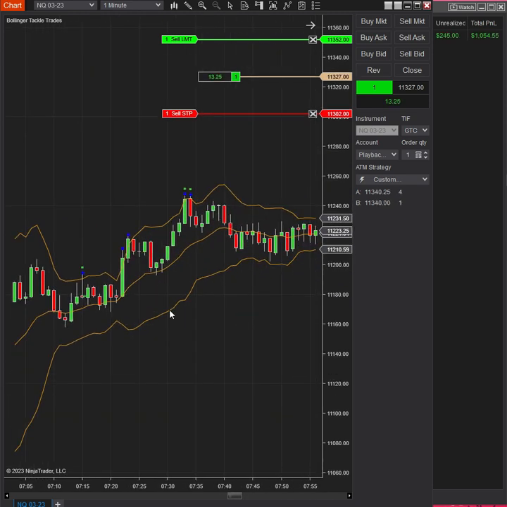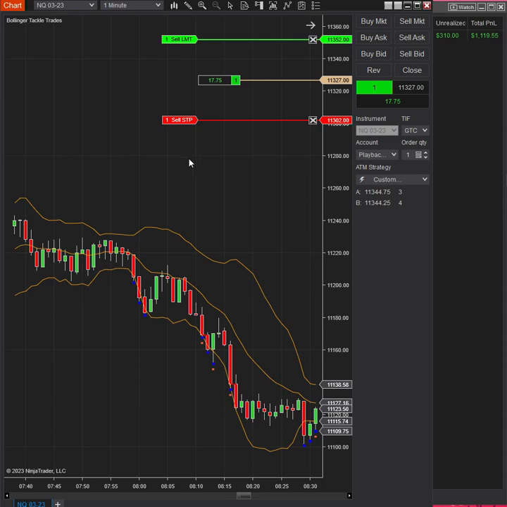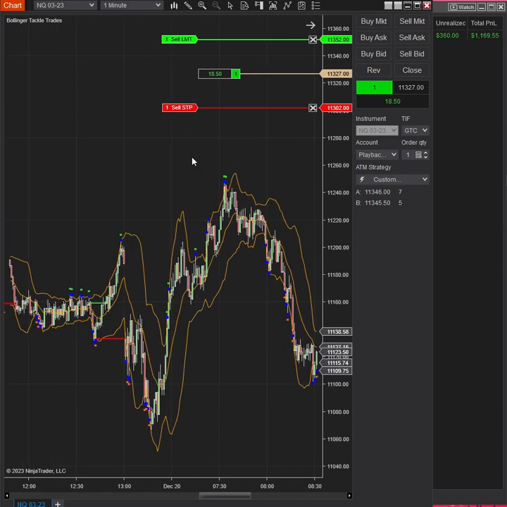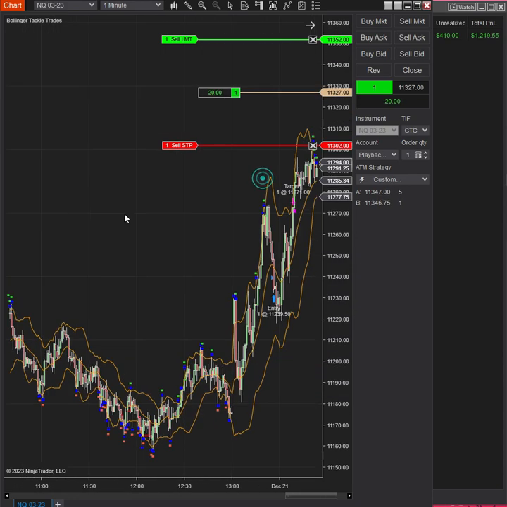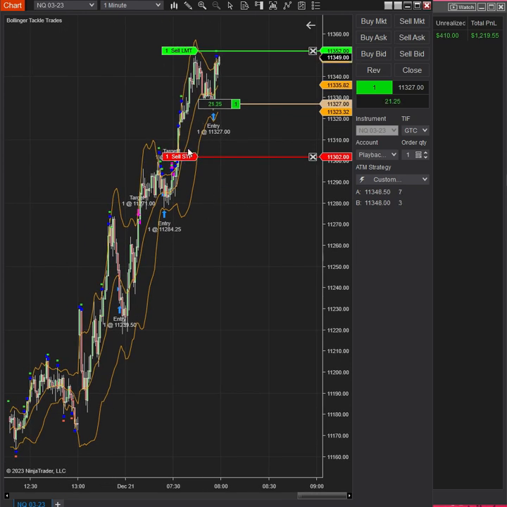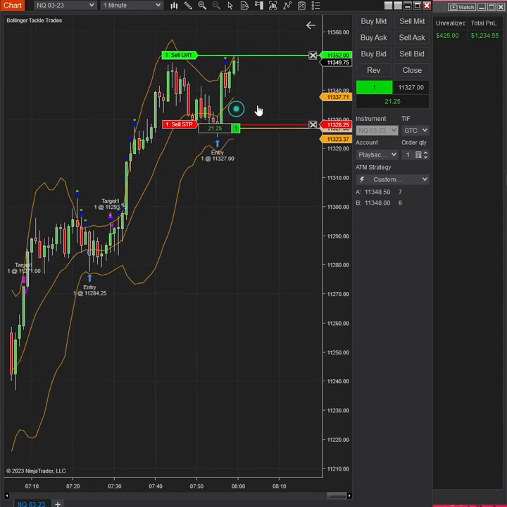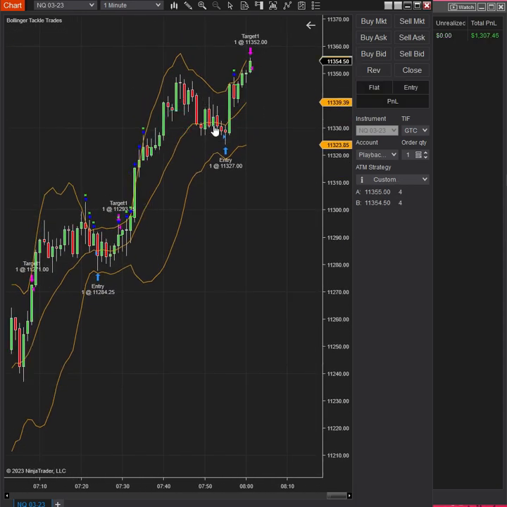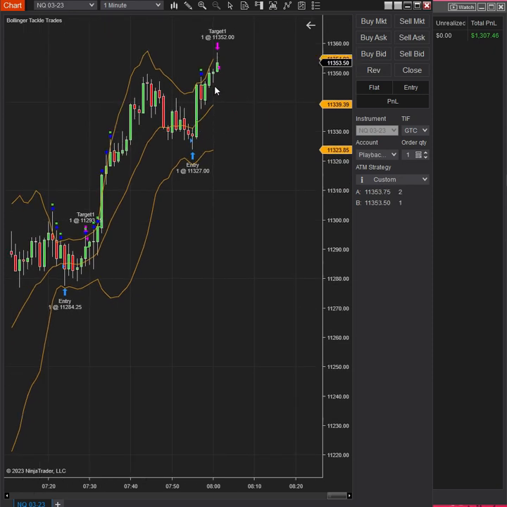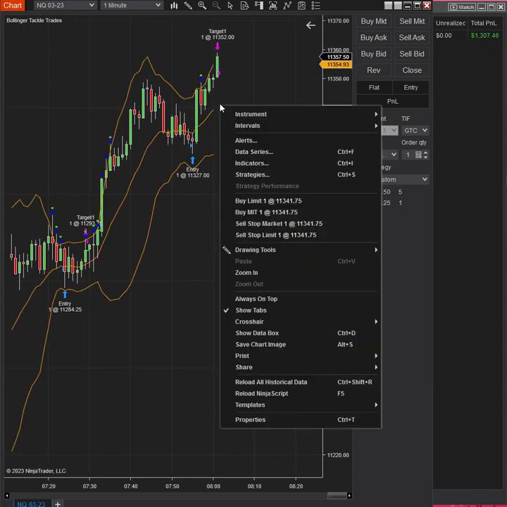So your profits are generally going to be larger than your losses because you are generally moving your take profit up as you go, and you are trading with the trend. So you tend to have a higher win ratio. So this is just a really nice scalping strategy that I like to use. And I also will do things like trailing my stops if I get that opportunity.